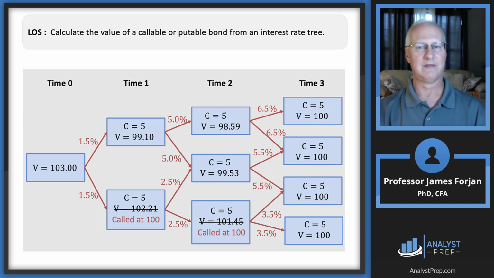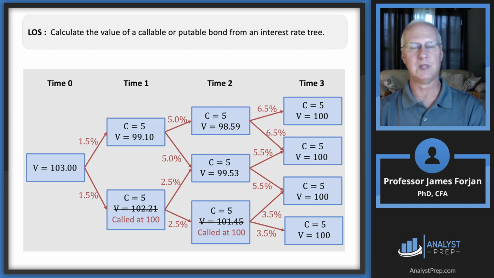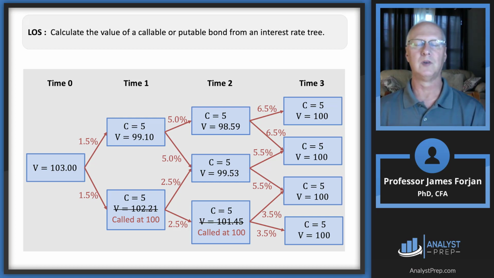We get 98.59, 99.53, 101.45. So we have to ask ourselves at each node, will this bond be called? And of course, the answer to that question is, well, it depends on its relationship to the $100 par value. So at those first 2 upper nodes, 98 and 99, they're both less than 100, so they're not going to be called. But look down at the bottom node in time period 2, 101.45.